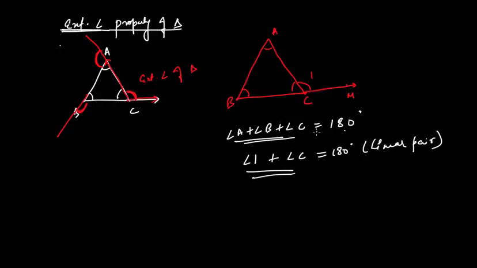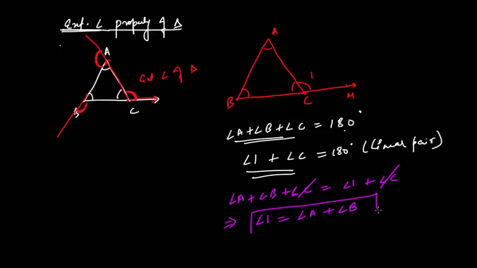Since angle A plus angle B plus angle C is also 180, and angle 1 plus angle C is also 180 degrees, I'll equate both the equations. I can, because this sum is also 180 degrees. So I will equate the left hand side of both the equations. After this we have angle A plus angle B plus angle C is equal to angle 1 plus angle C, right? Obvious, equating this and this. Now since angle C is common on both sides, I will cancel them out. So finally what I get here is angle 1 is equal to angle A plus angle B.